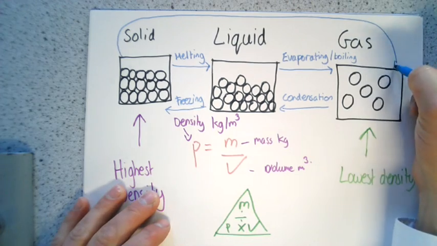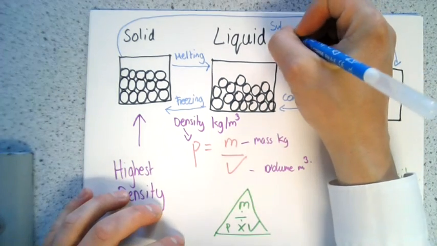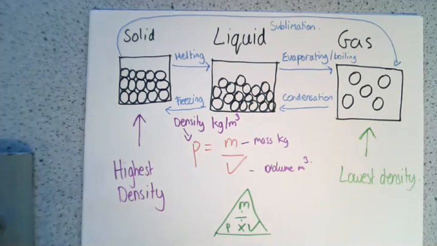The little cheeky one that they will sometimes stick in is if you go from the solid all the way over to a gas, which is that one right at the top, and that is what we call sublimation. Okay, classic example is iodine crystals. So you can get purple iodine crystals, you heat them up, they will skip being a liquid and they'll go from a solid straight into being a gas.